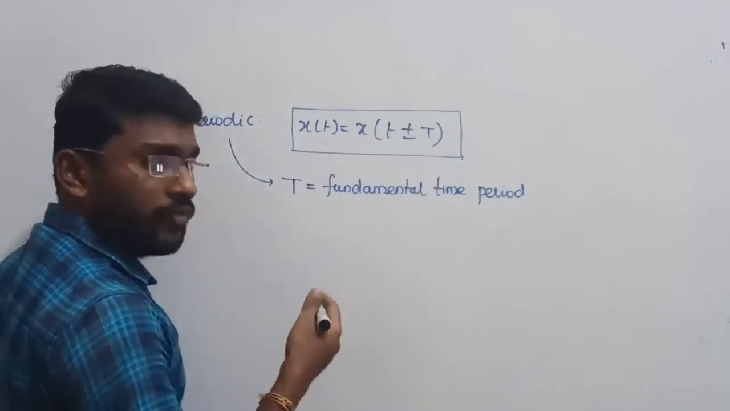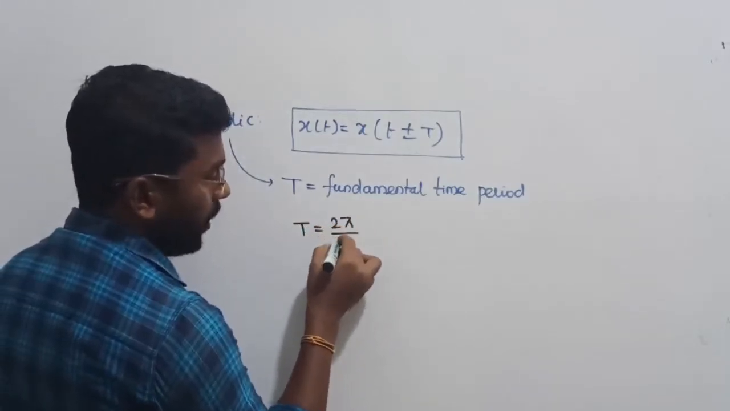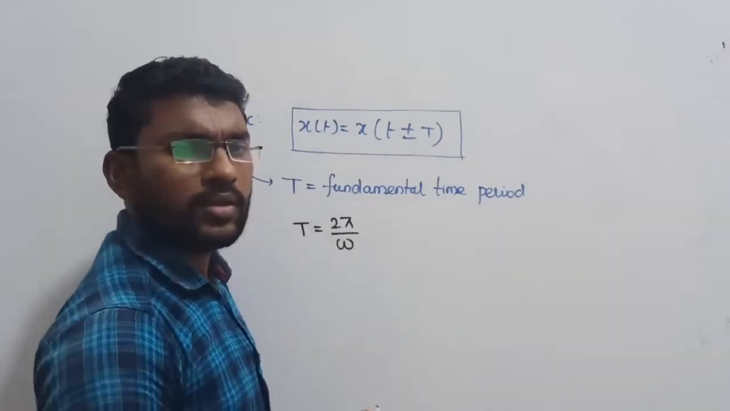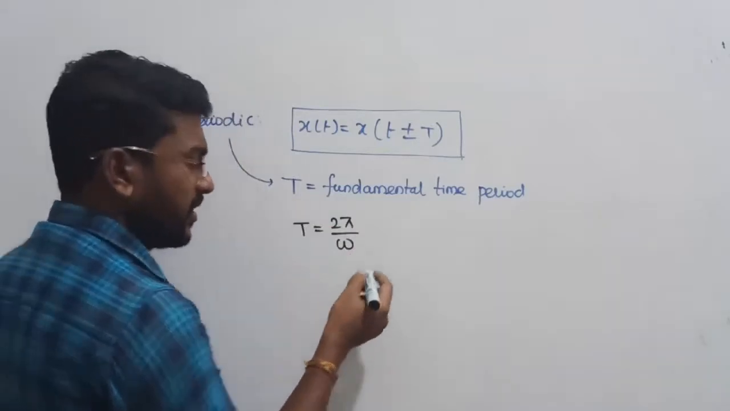For that we have the formula, right? So the fundamental time period can be calculated with the help of 2 pi by omega. Simply we can say, right? So that is the formula to obtain. You don't need to memorize these things, right?